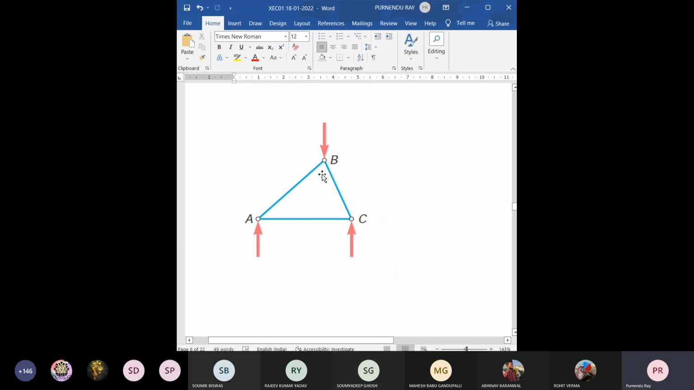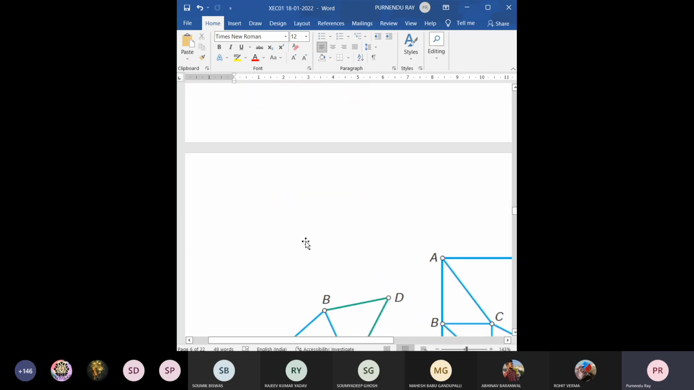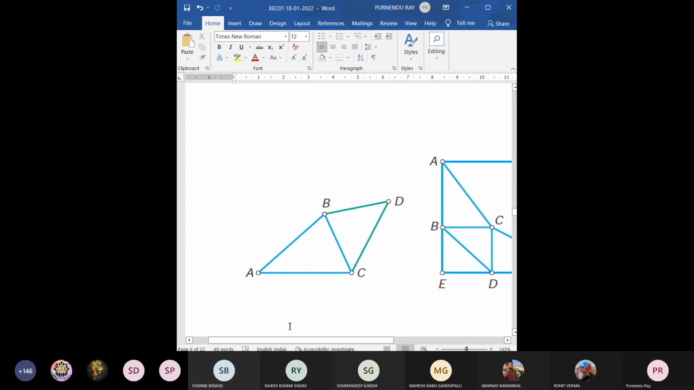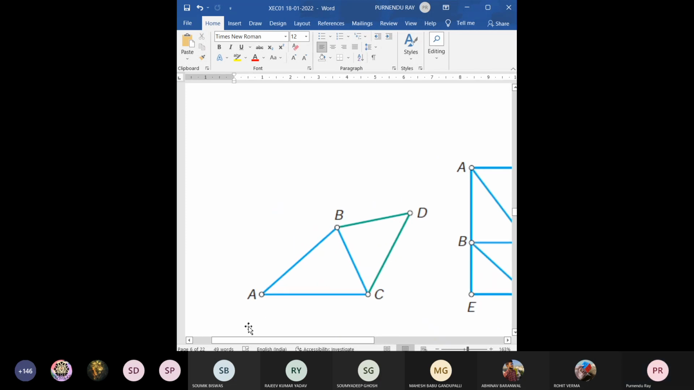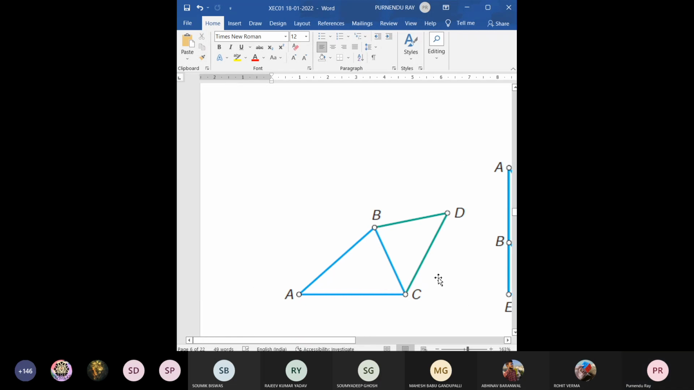Now this cannot collapse. So three members connected by three joints at their ends by frictionless hinges. This is the primary shell, and this shell is extended like this. So ABC was the primary shell. Then we add two more members by this connection. So it gives another shell, BCD.